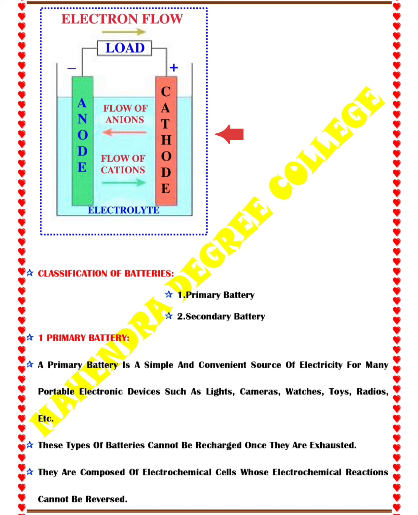Cathode, plus terminal, red color side. The positive electrode. It receives electrons from the external circuit. Cations, meaning positive ions, move toward the cathode.